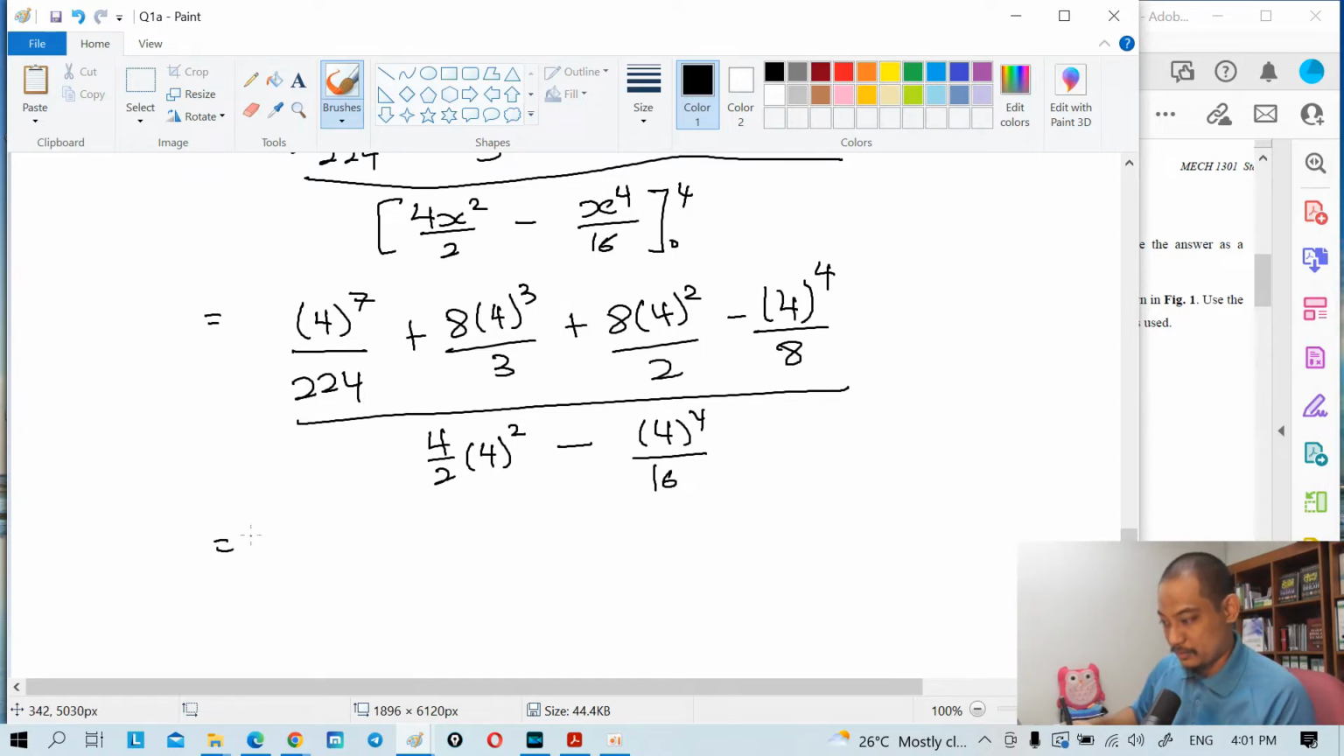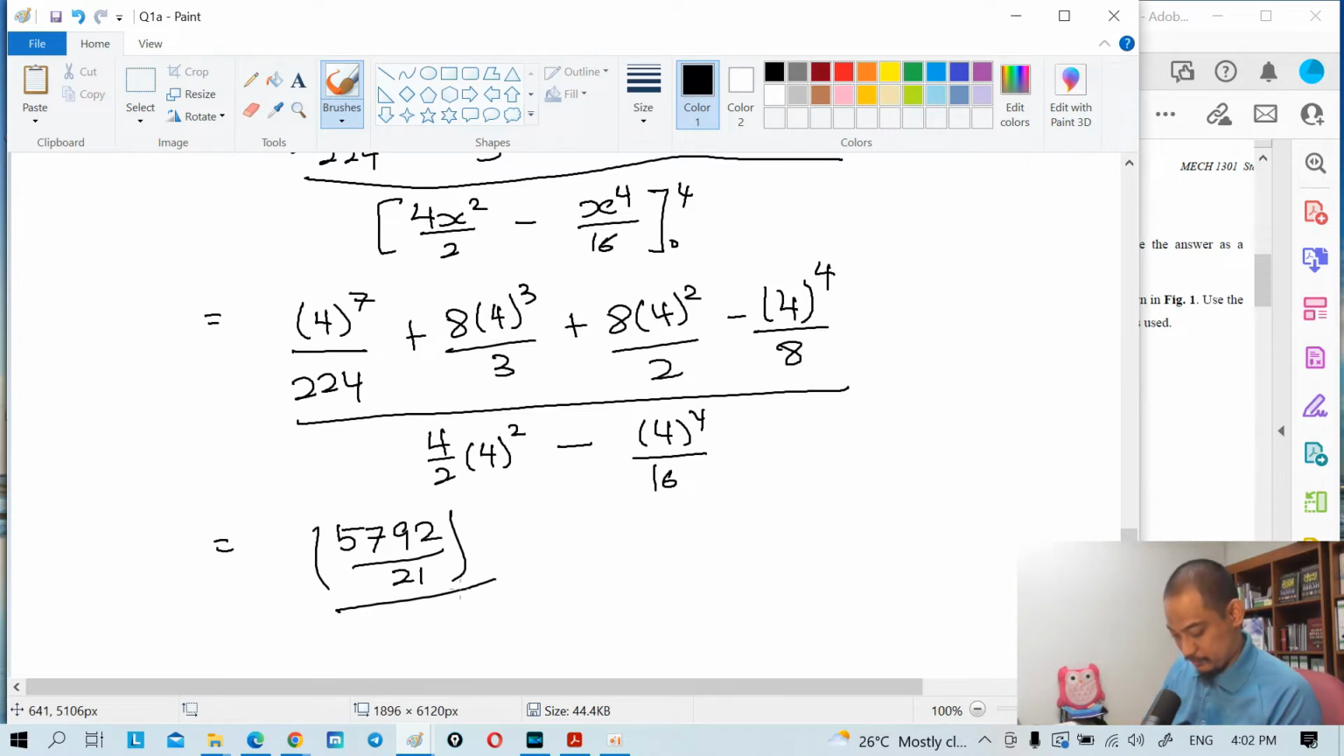Okay, this is an odd number, 5, 7, 9, 2, 1. We have to double check this one, but we'll complete it first. Divided by 4 over 2 times 4 squared minus 4 to the power of 4 over 16. Yes, 16, the same as before. So 5792 divided by 20, divided by 16.